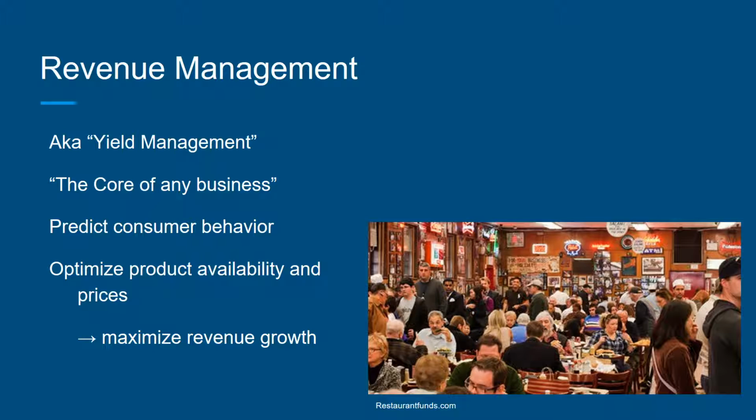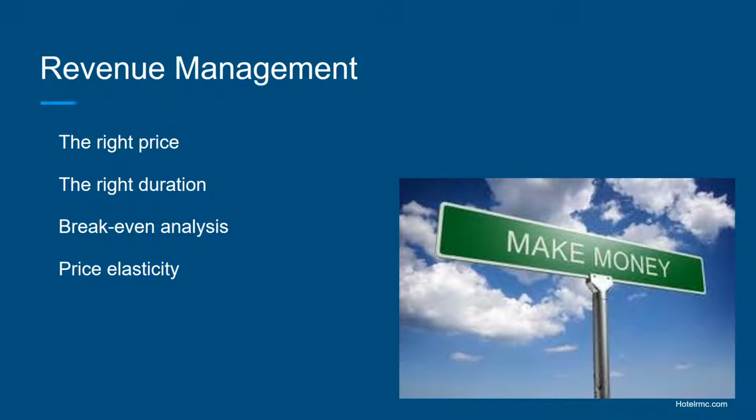When applied correctly, revenue management optimizes product availability and prices in order to maximize revenue growth, as well as predicting consumer behavior. An easier way of understanding this is to think of revenue management as selling the right seat in the right place to the right customer at the right price and for the right duration. Revenue management considers the right price, the right duration, break-even analysis, and price elasticity, all of which we will discuss in the next few slides.